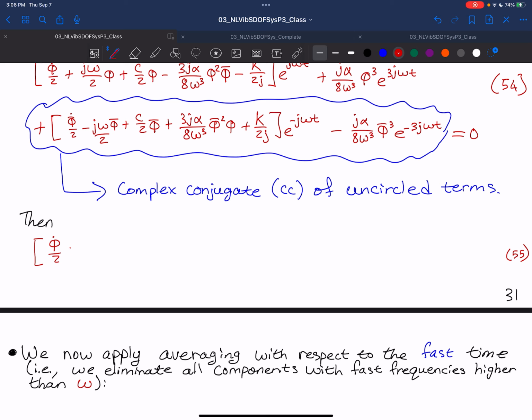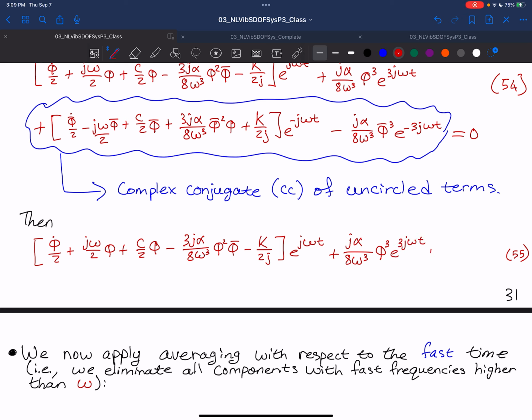So from here, we can write this down as phi dot over 2 plus j omega over 2 phi plus c over 2 phi minus 3j alpha over 8 omega cubed phi squared phi bar minus k over 2j, that whole quantity multiplied by e to the j omega t, plus j alpha over 8 omega cubed phi cubed e to the 3j omega t plus cc is equal to 0. Here we've lumped all of those terms that were circled in blue into the term cc.